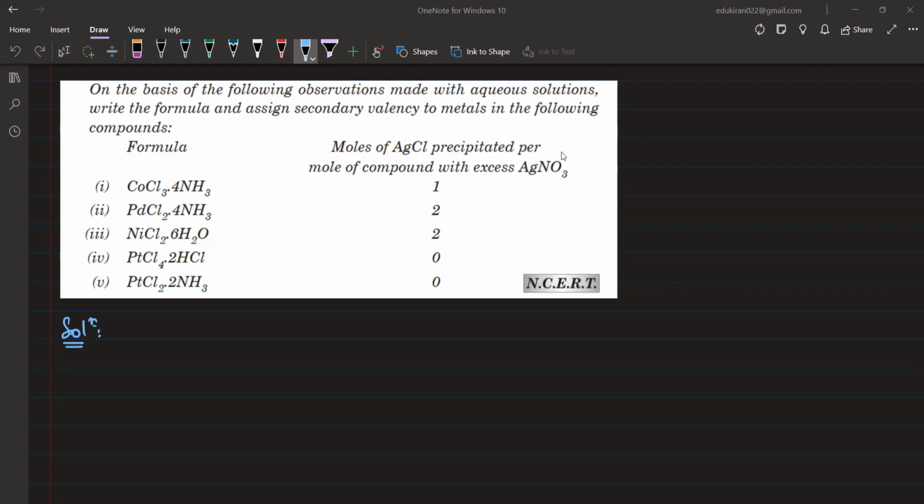See, for the first one, see how you have to do. First of all, see how many moles of AgCl is precipitated. Okay? How many moles of AgCl is precipitated? I'm doing the first one. You have to do the rest of them. If you have 1 mole of AgCl precipitated, that means outside the square brackets you are having 1 Cl. So if I remove 1 Cl from here, how many chlorines will I get inside in this first case? Yes, 2 will remain, 2 will be inside. Co Cl2 NH3 whole 4. This is the formula of the compound.